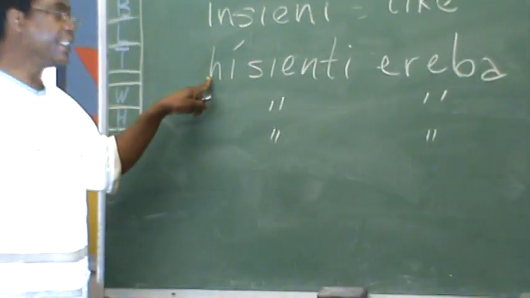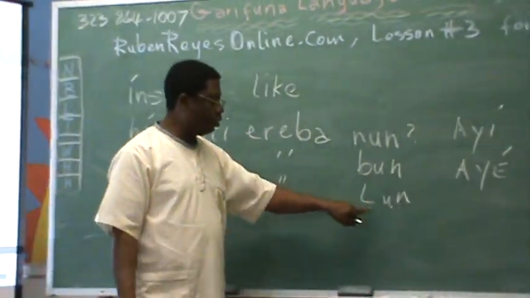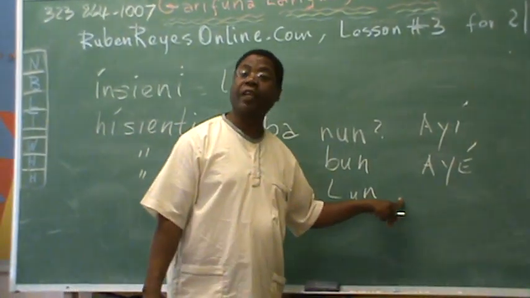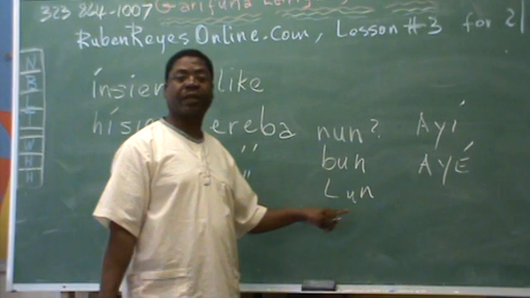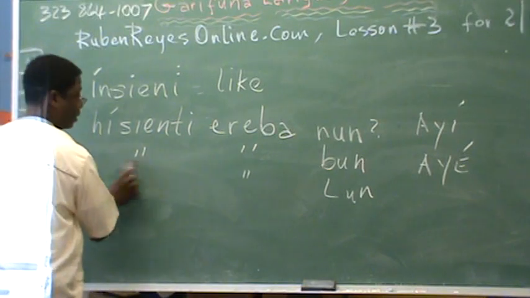He said to the ereba loom. Gustavo. Aye, he said ereba no. Okay, got it. So now, how do you make a statement that Gustavo likes the cassava bread? Lisi Ereba. No, you don't apply the marking at the beginning here. It's hisienti. Hisienti ereba lum Gustavo.